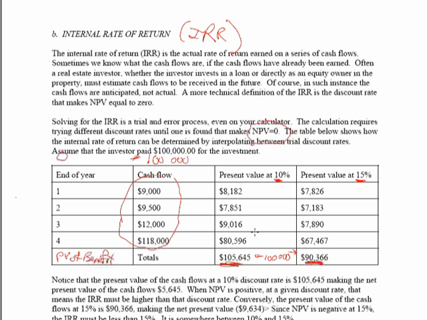So if we take the present value of the benefits minus the initial investment, you'll notice that at a 10% discount rate, we have a positive NPV, right? So if you take 105,645, subtract out the initial investment to calculate the net present value, we have $5,645 left over. Or just to summarize that, we have a positive net present value.